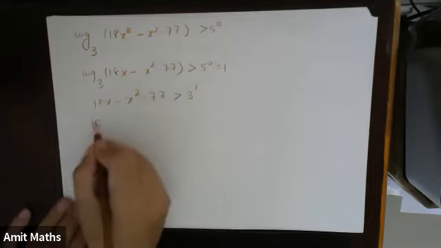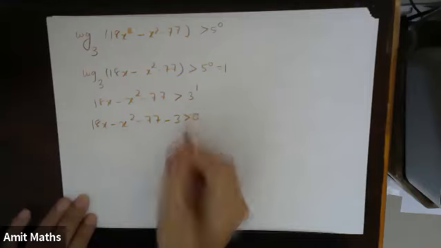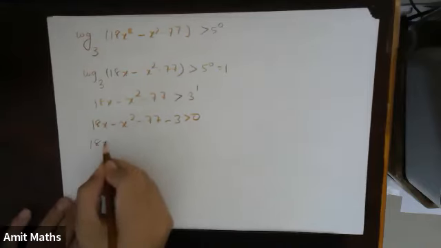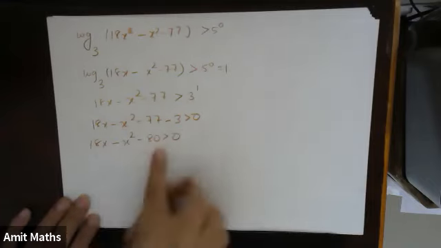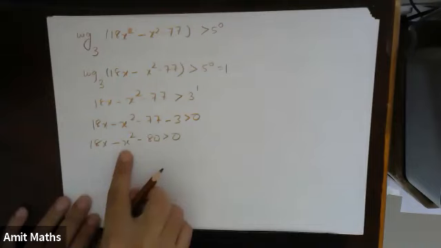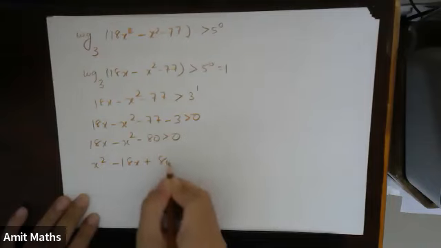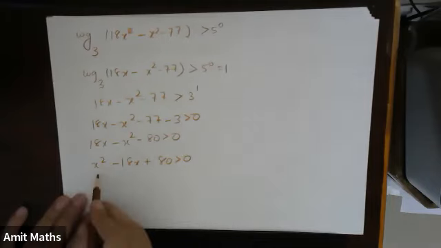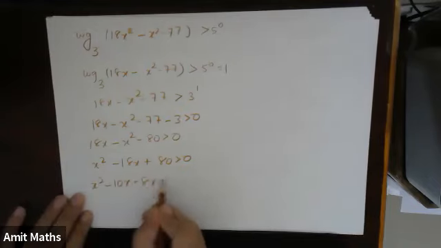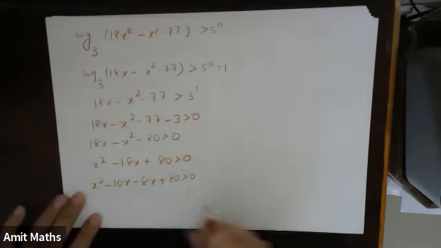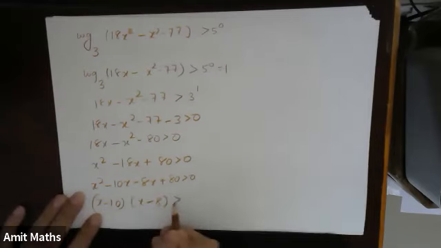So this becomes 18x minus x square minus 77 minus 3 should be greater than 0. So this becomes 18x minus x square minus 80 should be greater than 0. If I take the negative sign, this becomes x square minus 18x plus 80 should be greater than 0. And what are the factors of this? So this is x square minus 10x minus 8x plus 80 greater than 0. So this is (x minus 10) into (x minus 8) should be greater than 0.